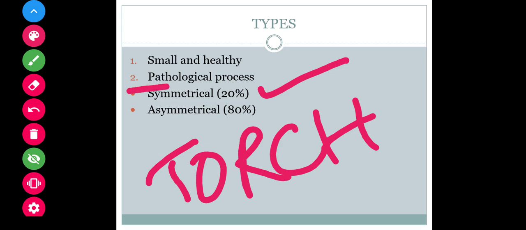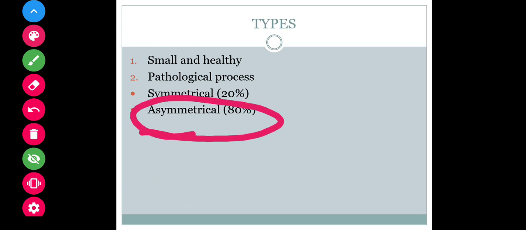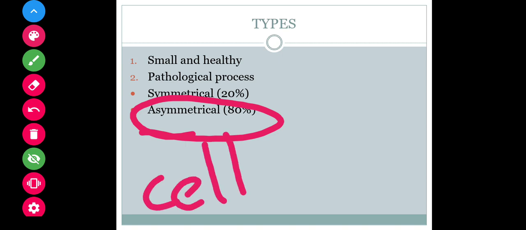That will come under symmetrical. Then asymmetrical, which has about 80% chance. Here the fetus is affected in later months, not in early phases. So the total cell number remains the same. As I said, the cell number will be less in symmetrical, but in asymmetrical the cell number remains the same and the size is smaller than normal. The pathological process is one that often results in asymmetric growth retardation.